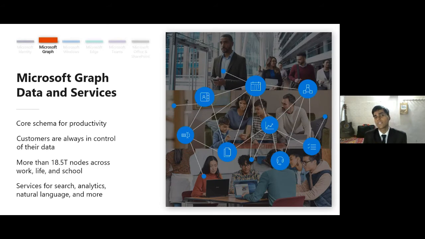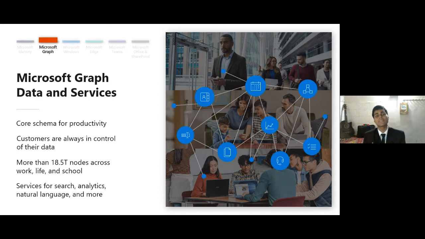Now we are moving to the second offering, which is another part of M365, and that is Microsoft Graph. So Microsoft Graph and data services. Now this is the pictorial expression of whatever data you have, and it has a core schema for productivity. As I said, data is showcased in the form of various graphs and tools. So using various graph tools.